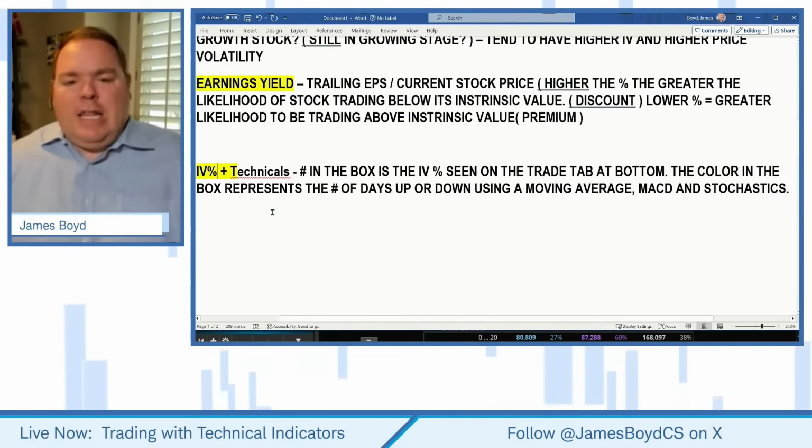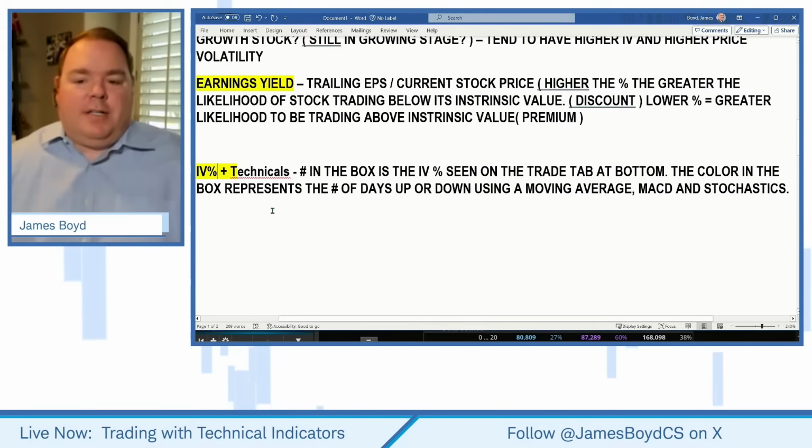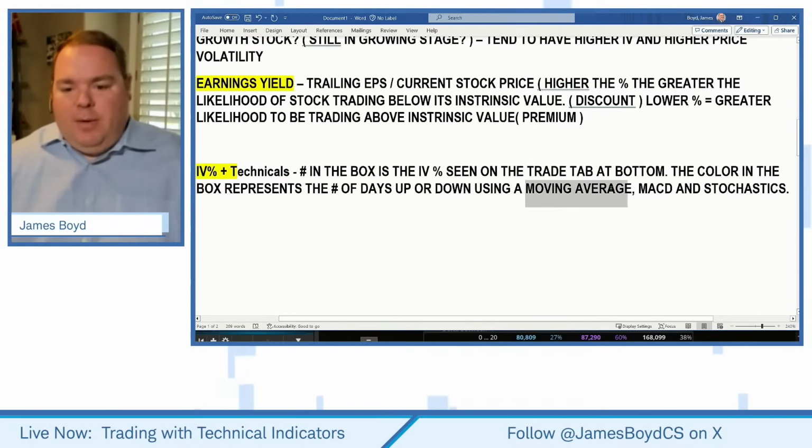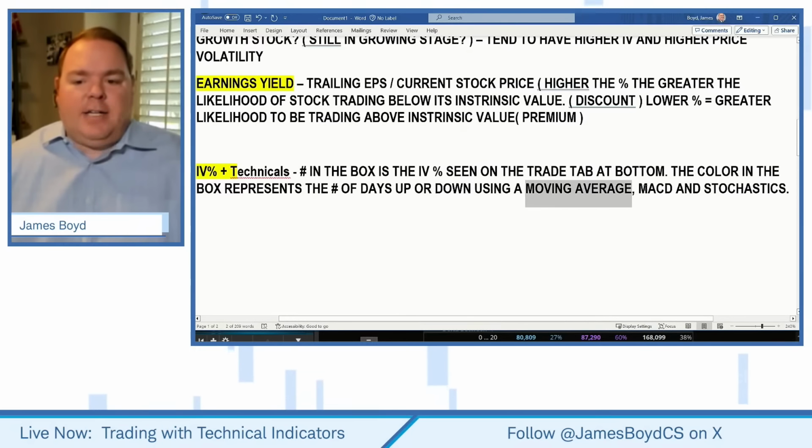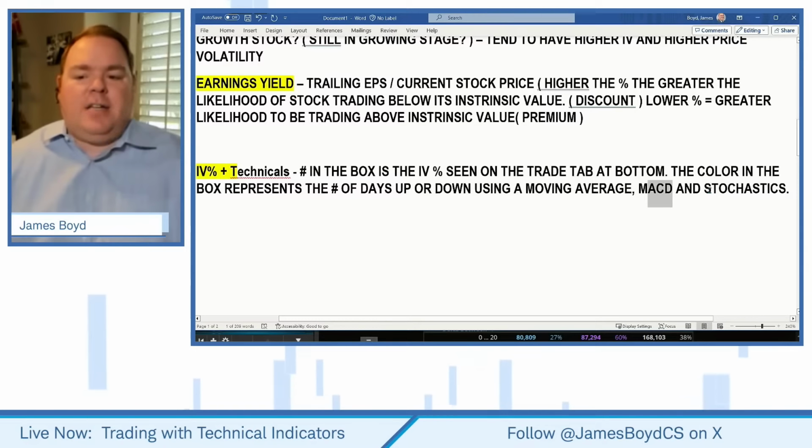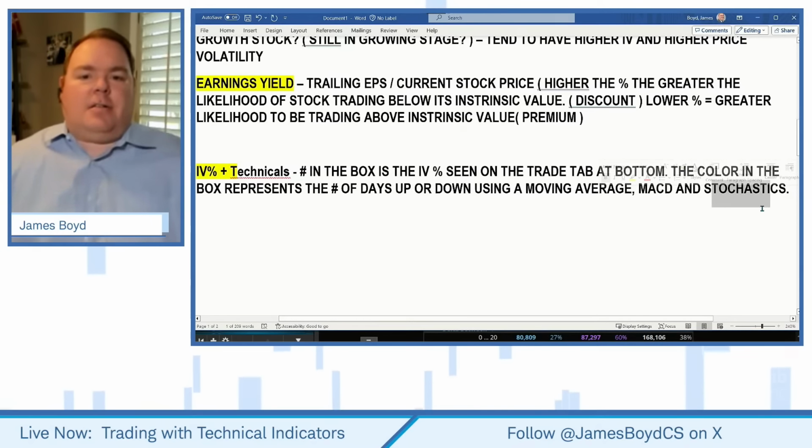Now, if we saw that the box was dark red, what does that tell us? Well, it tells us that the moving average has been down for more than 3 days, the MACD has been down for more than 3 days, and so is the stochastics.